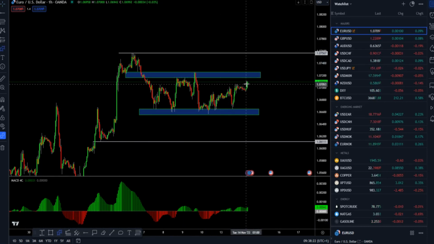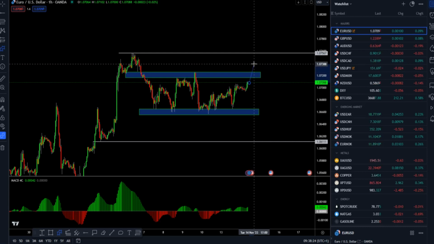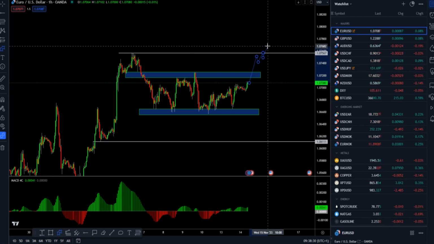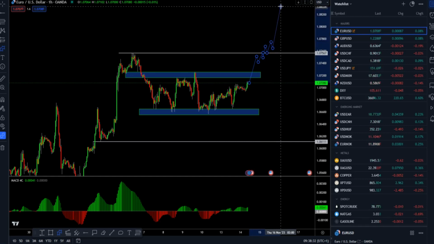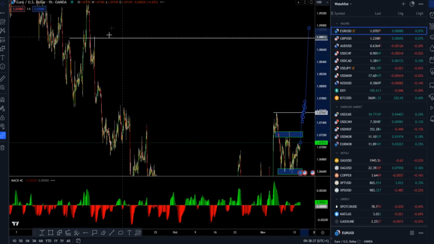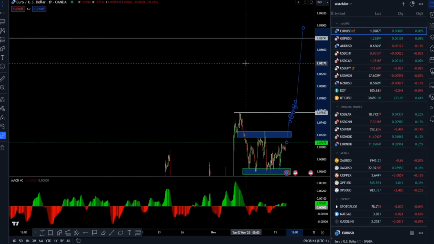So let's say one potential scenario: if the market can break and hold above 1.0726 and break and hold above 1.0756, there is a chance for higher prices, and for the next important pivot level, for example, at 1.0880.